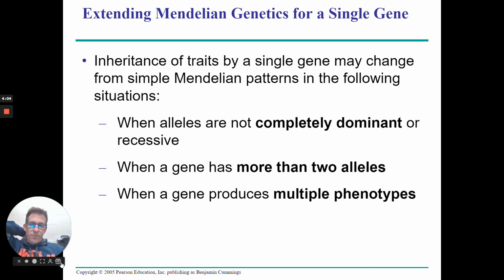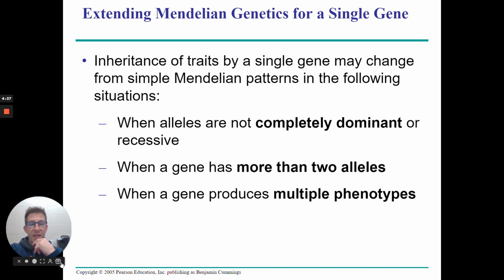Okay? So without further ado, let's get into extending Mendelian genetics for a single gene, because we're going to talk about some with multiple genes as well. Inheritance of traits by a single gene may change from simple Mendelian patterns in the following situations. Sometimes alleles are not completely dominant. When we learned about Mendel's pea plants, he looked at traits where, for instance, the purple flower color was completely dominant over the white flower color. So there are times when that's not actually true.